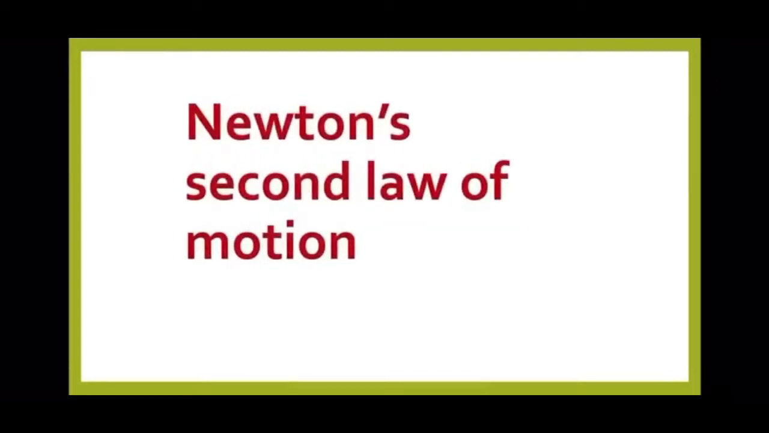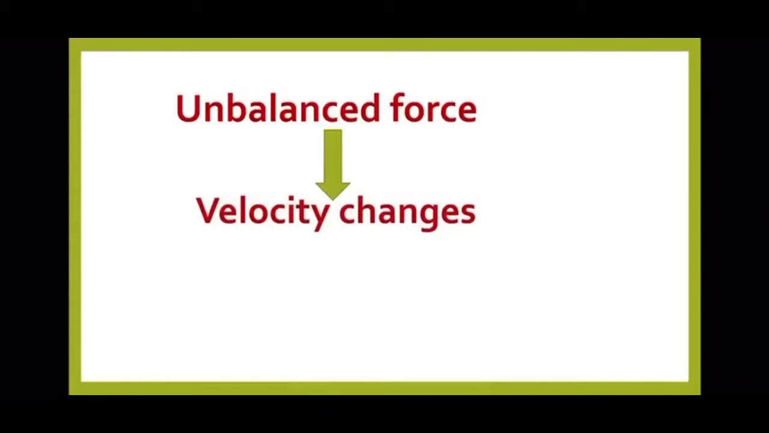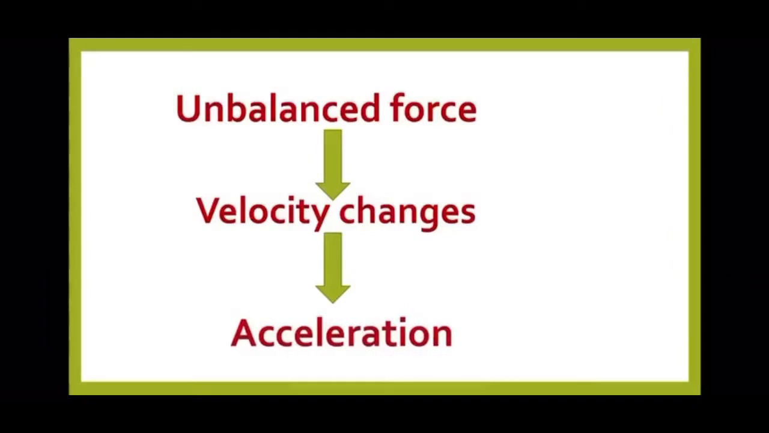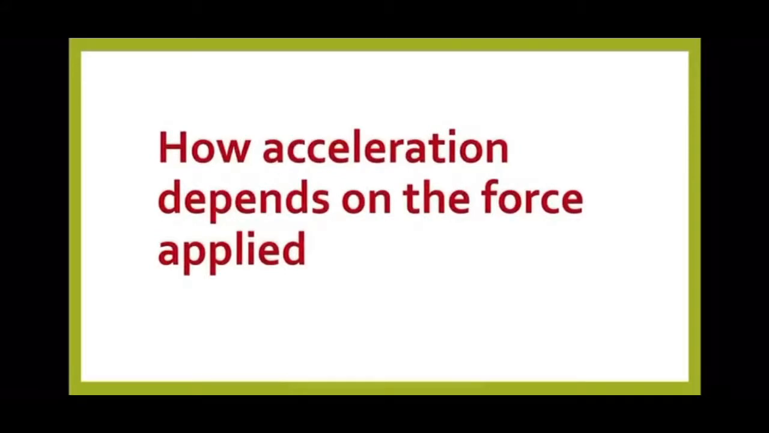The first law of motion indicates that when an unbalanced external force acts on an object, its velocity changes and hence the object gets an acceleration. Now we need to study how the acceleration of an object depends on the force applied and how we measure that force. Let us consider some observations from our everyday life.